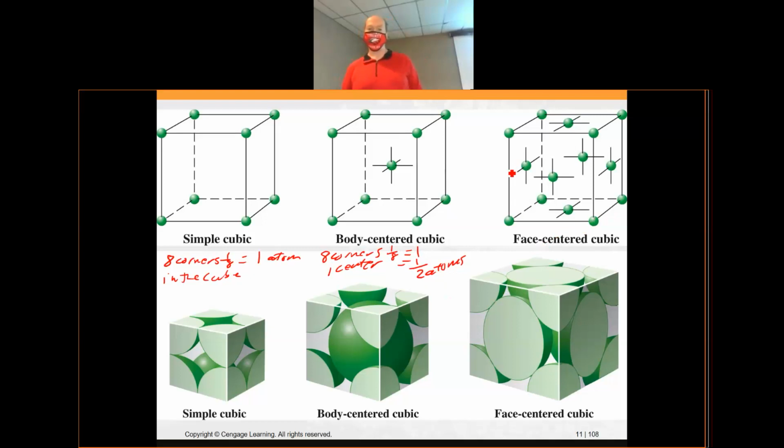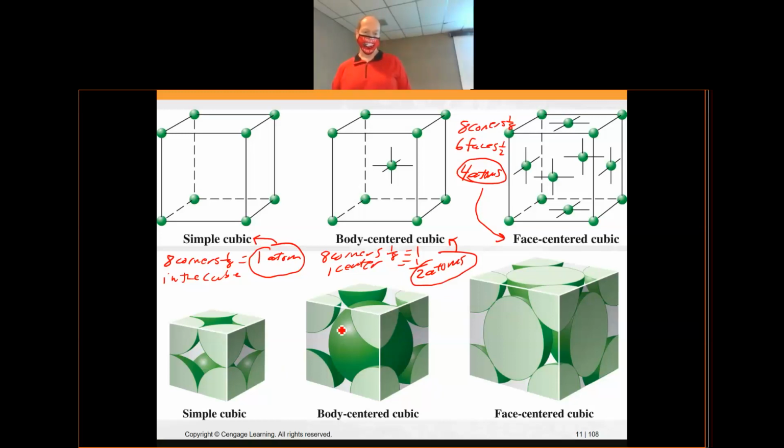When you look at face-centered, you have your 8 corners, and you have your 6 faces. And when we had our copper before, that's what we had. We had a face-centered cubic. And so we have 1 and 3, so there are 4 atoms in the cube. So face-centered is 4 atoms. Body-centered is 2 atoms in the cube. And simple cubic is 1 atom in the cube. All right, so you need to know that about the simple, the body, and the face-centered cubic.